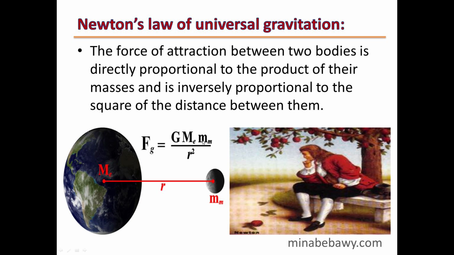So as we can see here, the force of attraction between two objects like Earth and any object on it is directly proportional to the product of their masses, mass of Earth and mass of object, and is inversely proportional to the square of the distance between their centers.